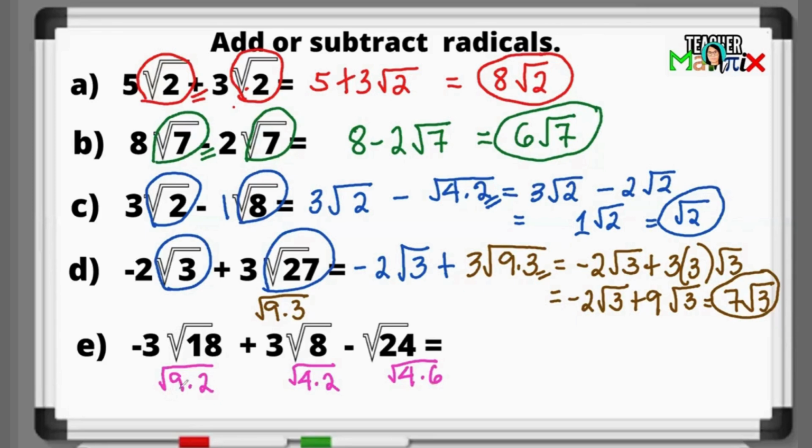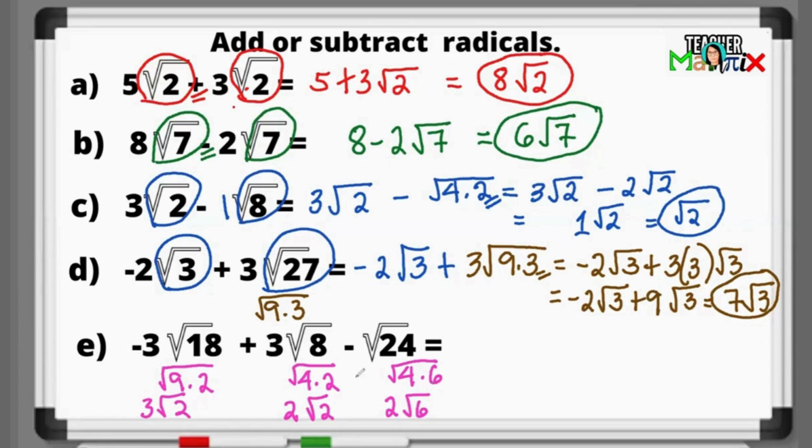The square root of 9 is 3. So put the 3 outside and copy the remaining 2. In here, the square root of 4 is 2. Then copy the remaining 2. And for the last, the square root of 4 is 2. Put it outside and copy the remaining 6, because the square root of 6 is a decimal number.